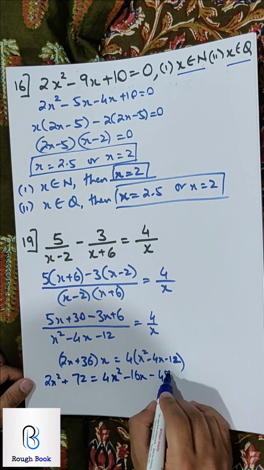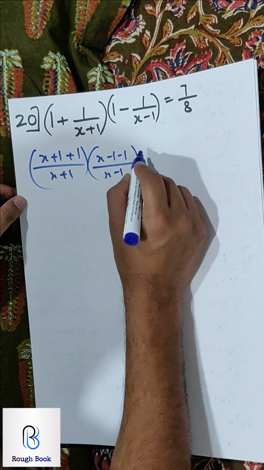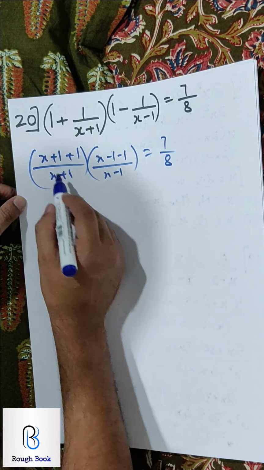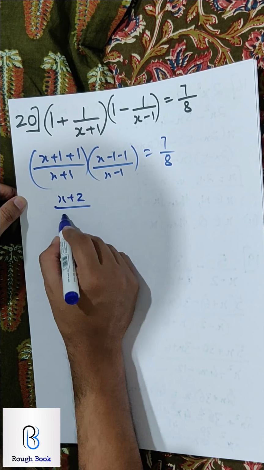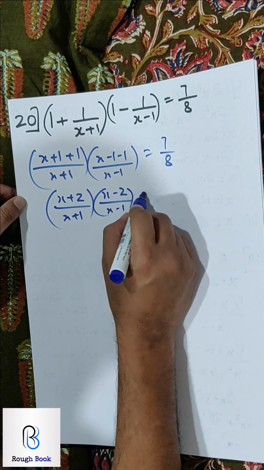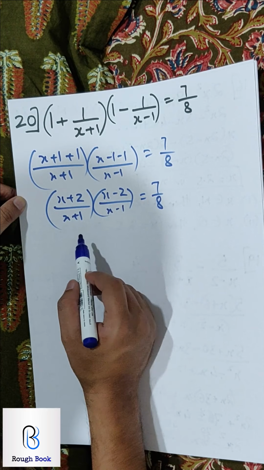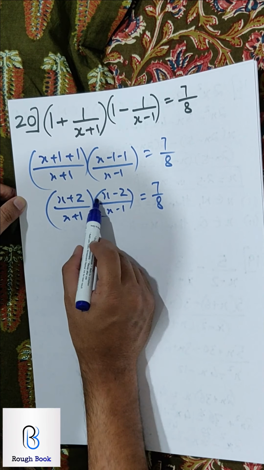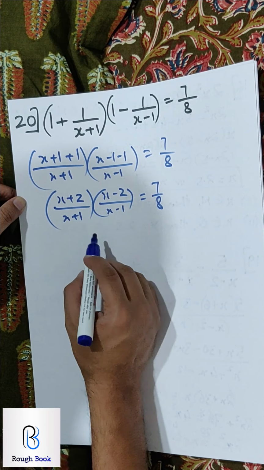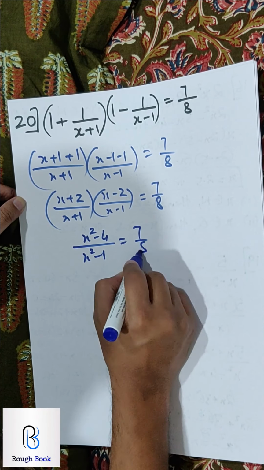So first let's take the LCM. So x plus 1 upon x plus 1. Likewise over here x minus 1 upon x minus 1 in two different brackets, 7 by 8. So I get over here x plus 2, x plus 1, x minus 2, x minus 1, 7 by 8. So I'll multiply a plus b, a minus b, a plus b, a minus b. There is no plus or minus to take the LCM, it's multiplication. So I'll get x square minus 4, x square minus 1, 7 by 8.